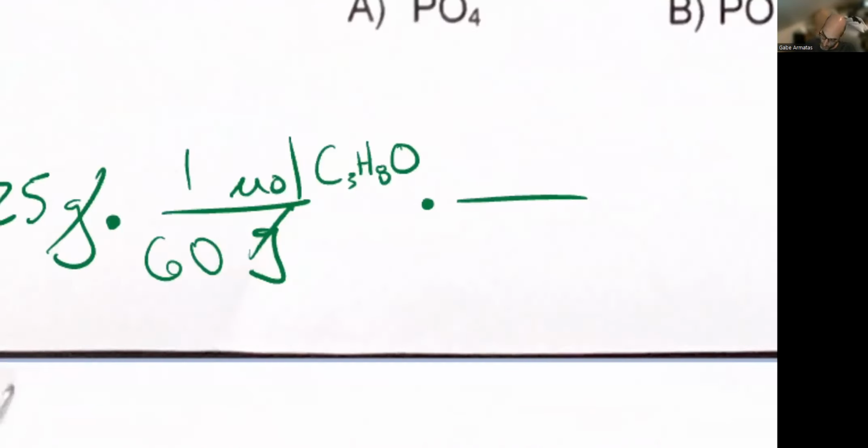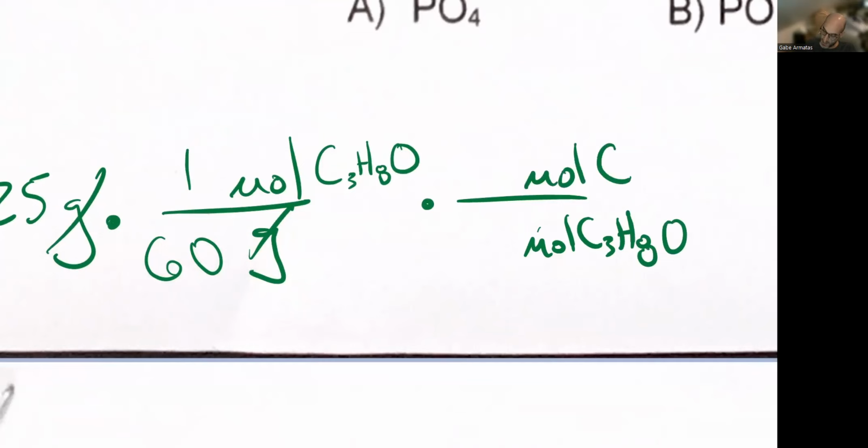So I actually don't want moles of C3H8O. I actually want moles of carbon atoms. For every 1 mole of C3H8O, I have 3 moles of carbon. And that's true for all of these. I have 3 moles of carbon. I have 1 mole of oxygen, 8 moles of hydrogen, right?